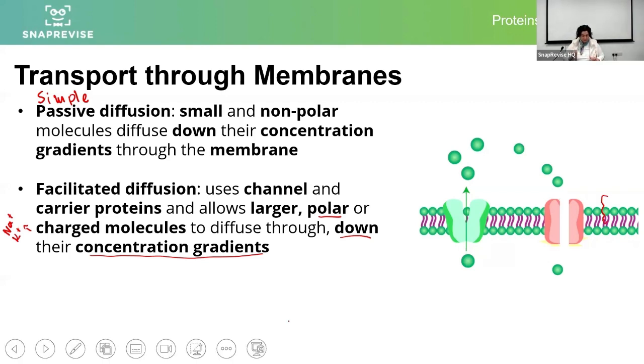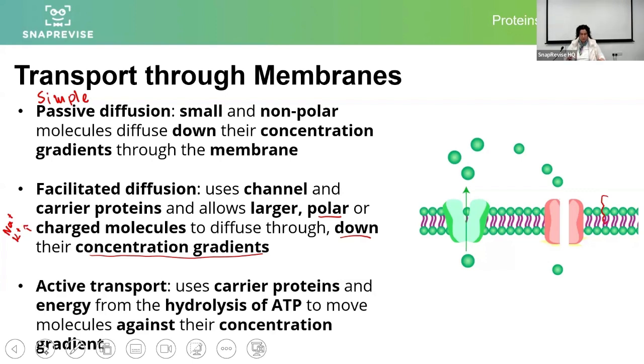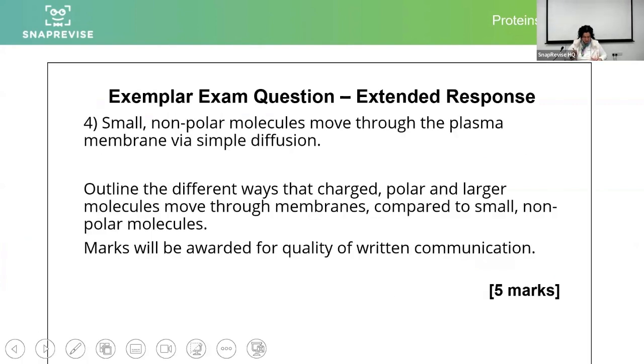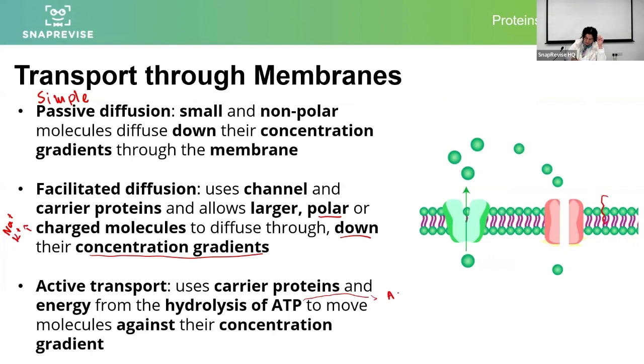So finally, we have active transport, which of course, as the name suggests, requires energy in the form of ATP. It uses carrier proteins only, not channel proteins. And it uses energy that's derived from ATP, or more specifically from the hydrolysis of ATP. Super quick reminder, ATP switches between the states of ATP, where it has three phosphates, and ADP, which has two phosphates. And it can move molecules against their concentration gradient.